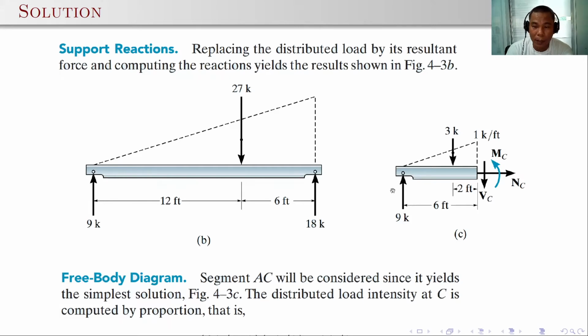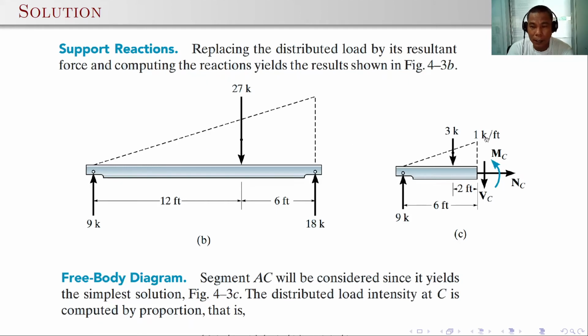Here the segment AC on the left will be considered since it yields the simplest solution. Again, you can always look at the other side. It's not wrong to use the right segment of the beam, but for a simple solution, we just use the segment BC. As you can see, the triangular loading should be proportional to the actual beam. Here we have a location of 6 feet from the left support, and this is 18 feet. So you just have to use ratio and proportion.